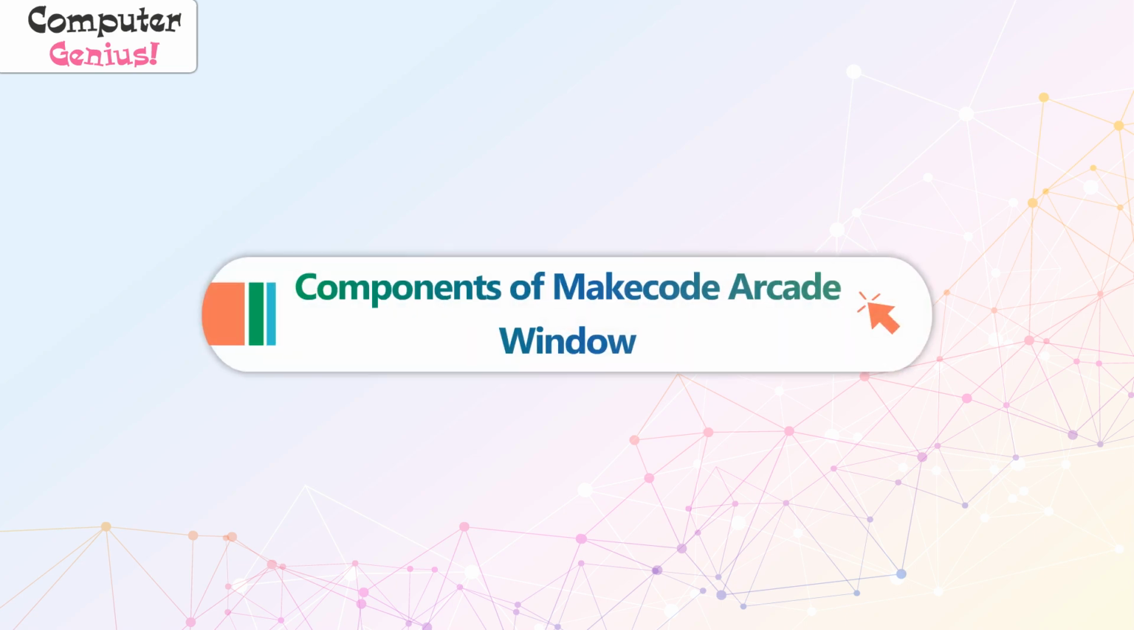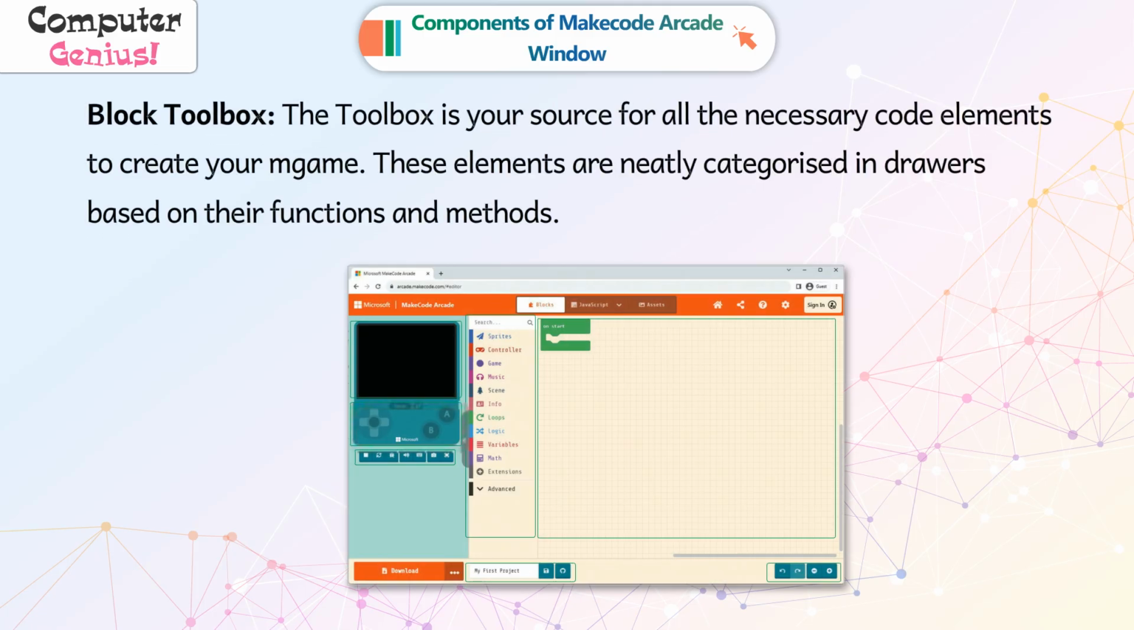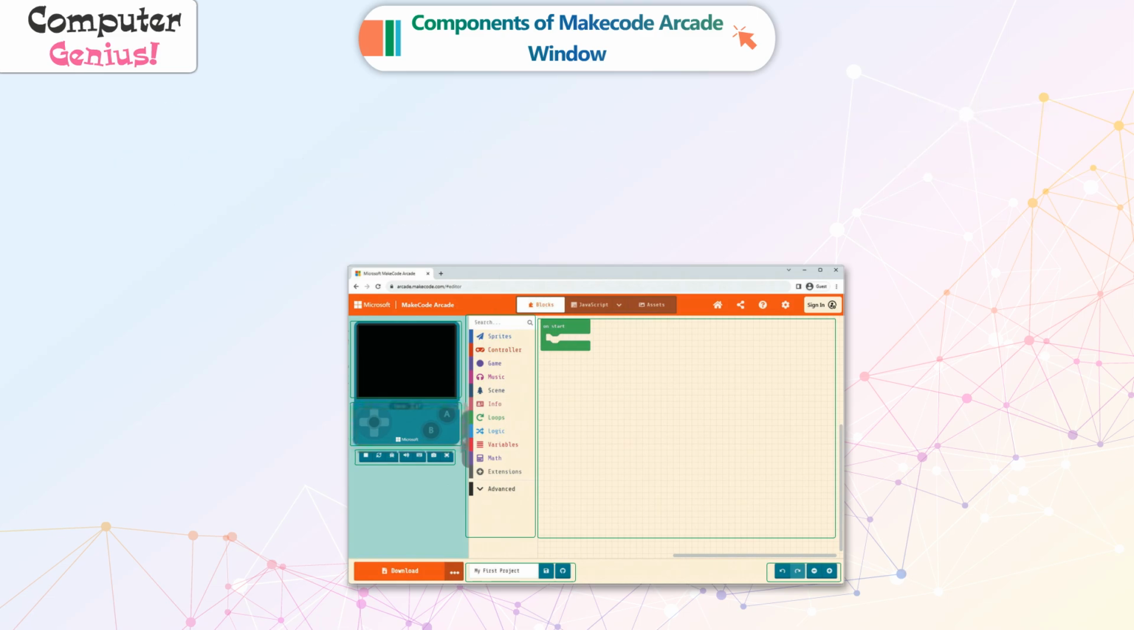Components of MakeCode Arcade window. Let us now learn about the components of MakeCode Arcade. Block Toolbox. The toolbox is your source for all the necessary code elements to create your game. These elements are neatly categorized in drawers based on their functions and methods.